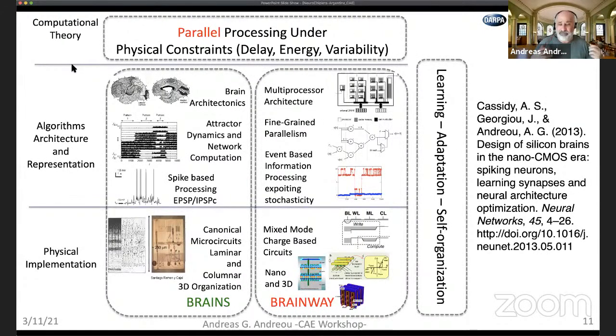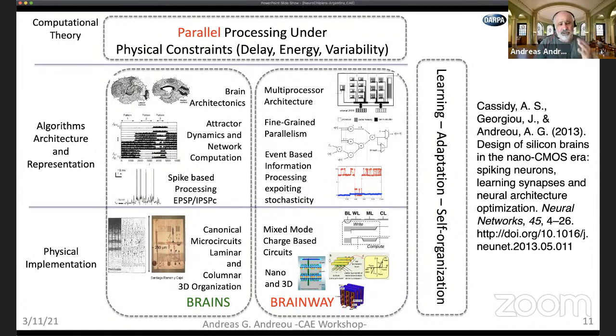On the top, we have computational theory. If you want to think about what kind of theory one needs to build an architecture to do brain-inspired computing, it's all about parallel processing under physical constraints: delay, energy, and variability. That's it. As we think about developing computational theories, we need to understand that what makes the brain so amazing is that it is a parallel processor, and yet not a parallel processor abstractly derived as a set of equations on a piece of paper, but rather a physical machine. Therefore, delay, energy, and variability in the components play a huge role.